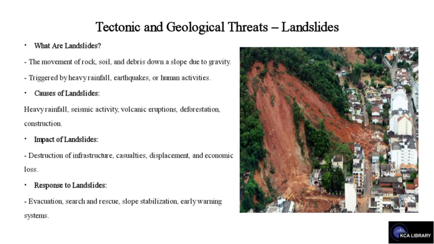You can see that there is a movement of rock or soil falling down from a part of the hill down to the city, right? Now, what are some of the causes of the landslide? Heavy rainfall, erosion is one of the major causes of a landslide.